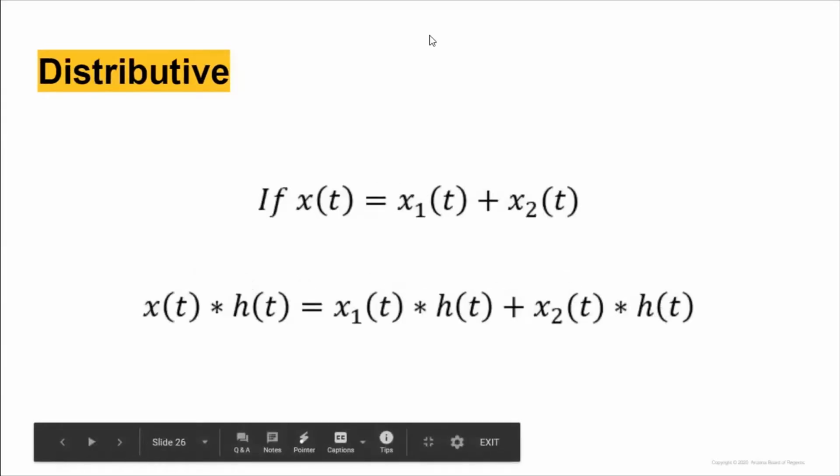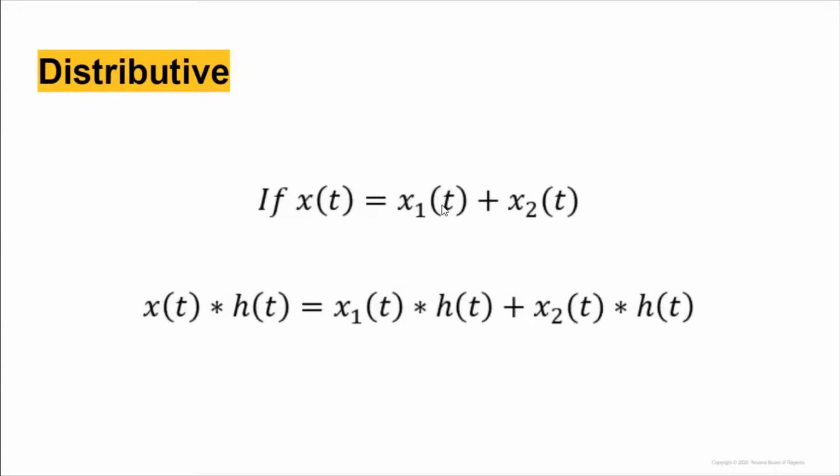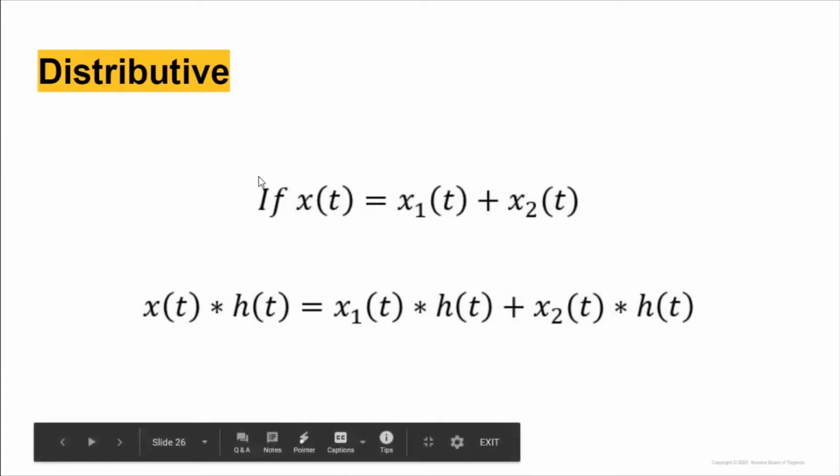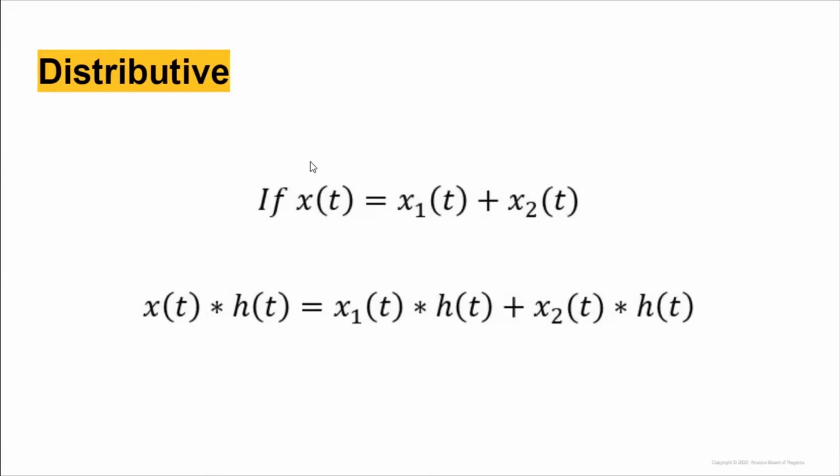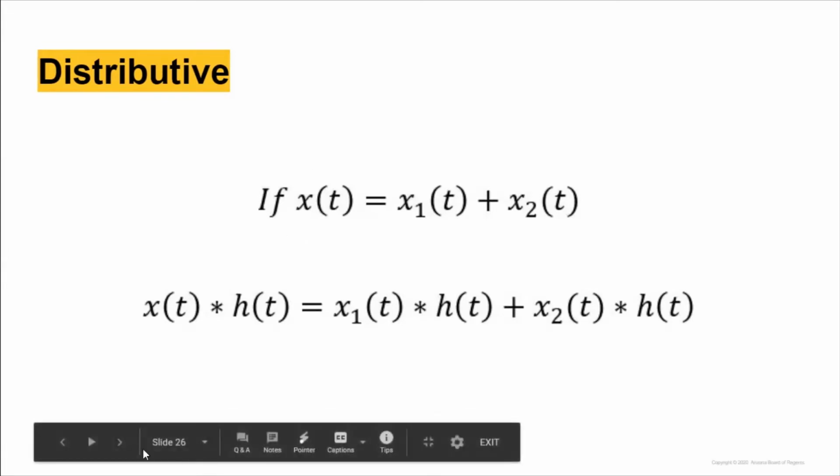Now the second property that I would like to go over is something we can call distributive. Basically, if you have an x of t and you can break it down into two parts, x1 of t and x2 of t, that sum together to make x of t, then you can take the convolution of both parts. So you can do h of t convolved with x1 of t, and h of t convolved with x2 of t. It doesn't matter, this is all the exact same thing. So if you're given complex signals that are additive, you can just break them apart and take the convolution of each piece.